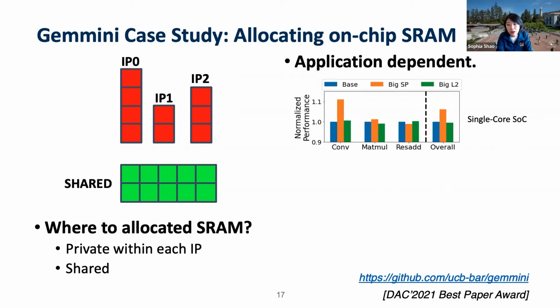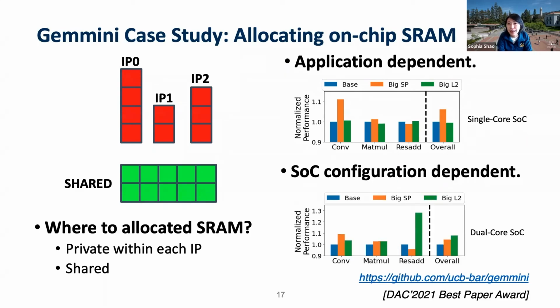If we are really interested in accelerating convolution-based deep learning applications, where convolution dominates, of course having a bigger local scratchpad is more beneficial. Versus if we are more matrix multiply based or doing a lot of residual addition, in those cases having a large local scratchpad is not that useful. So it's very application dependent.